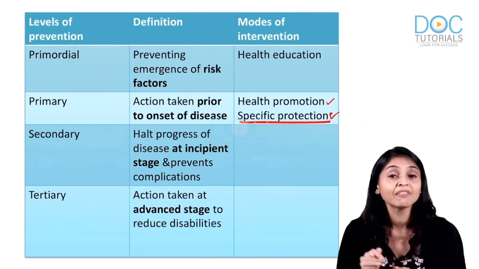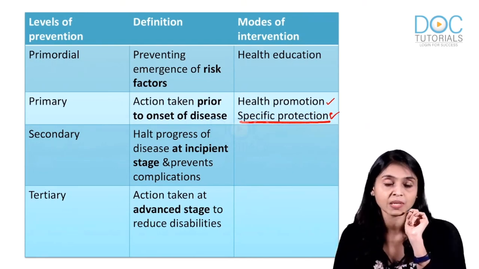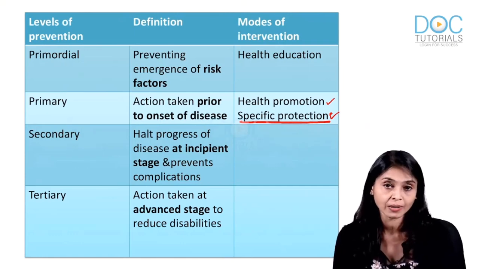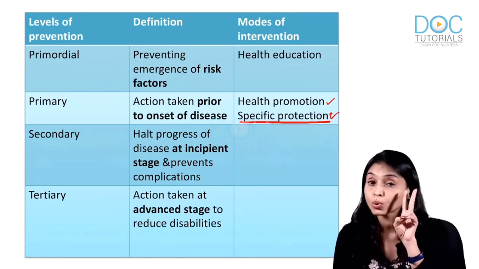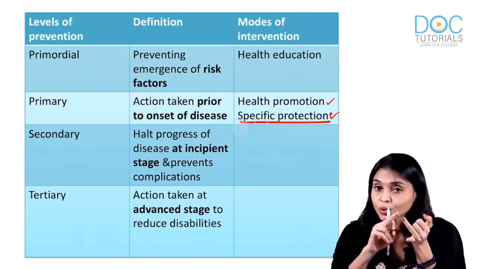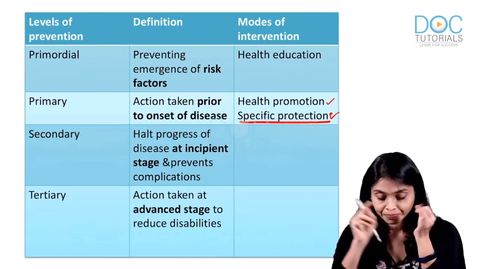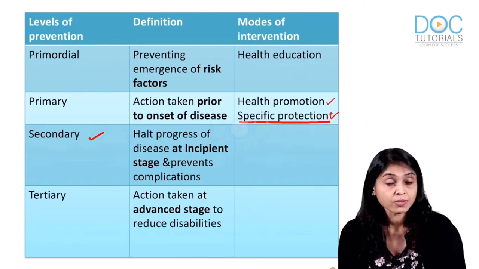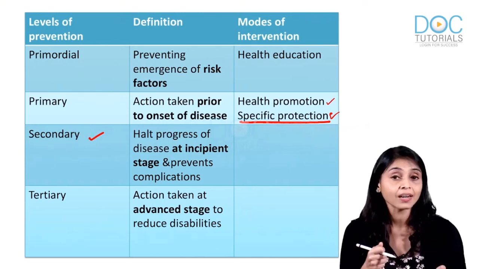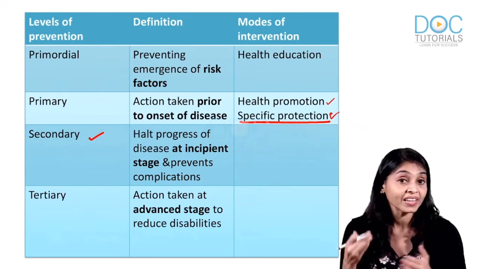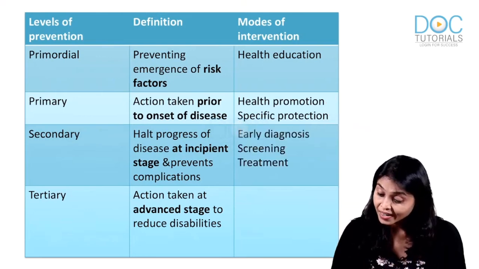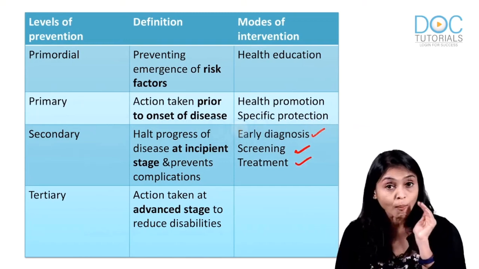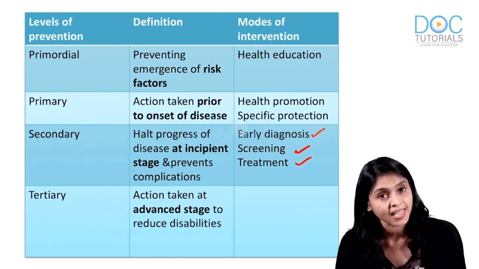For example, giving vaccination is an example for specific protection. Giving vitamin A prophylaxis is an example for specific protection. So under primary, you can do two interventions: one is health promotion and the other is specific protection. Now, what is secondary? Secondary, I told you, you are doing it in the early pathogenesis phase. You are trying to detect the disease at the earliest and start treatment. So, what are the interventions? There you can do early diagnosis, screening and starting treatment as the modes of intervention that you do under secondary.